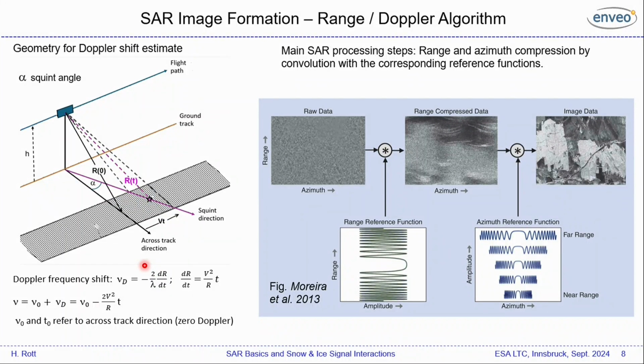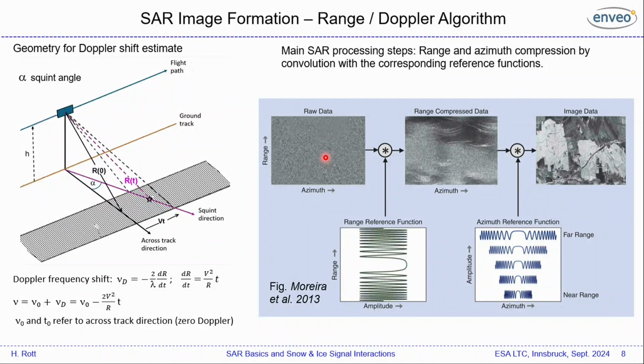One point is that with range compression, we are in the dozens or 100 or so megahertz range, and with along-track compression we're in the kilohertz range. It's a much different frequency range, a different spectral range, let's say.